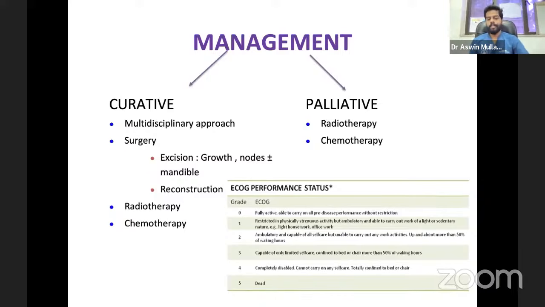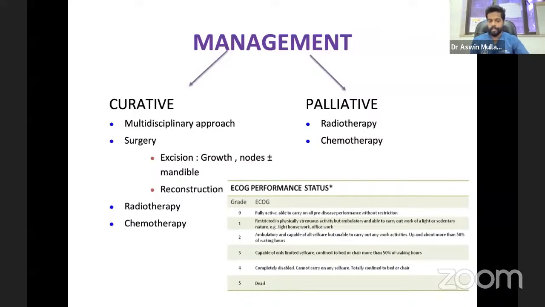There is something called ECOG performance status, Eastern Cooperative Oncology Group. It is similar to the American Society of Anesthesiology, ASA classification. Here we have ECOG performance status in oncology. It has grade 0 to 5. So grade 0, grade 1, grade 2, grade 3, grade 4, grade 5. Grade 0, fully active individual, he doesn't have any symptoms of the cancer. He's able to do all his activities without any restriction. He's a good candidate for surgery.